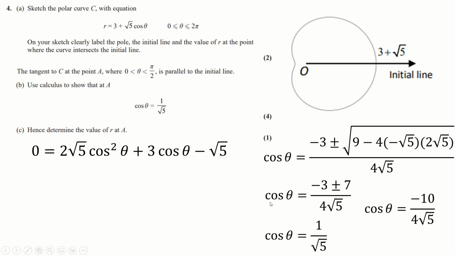Hence, determine r, well, cos theta is 1 over root 5, so you stuff that in, and they cancel, and you get 3 plus 1, which is 4. And that will be our answer there, which is good to go.